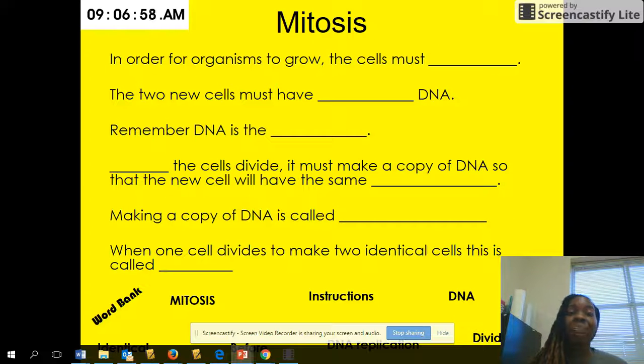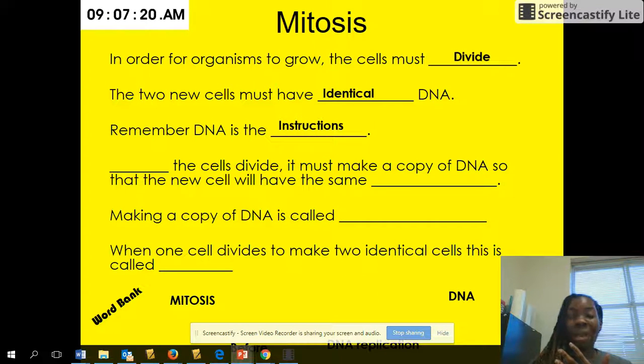Mitosis happens in our body when we need some more cells. For example, if I cut my skin cells, in order for me to grow more skin cells, the old skin cells must divide. When I finally get these new skin cells, it's important that the skin cells have the same identical DNA because we know that DNA is instructions. So I will want my new cells to have the same instructions as my old cells so that I can have the same brown skin versus having green freckled skin.